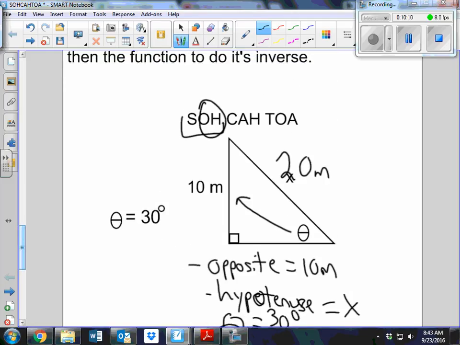And that makes sense. Remember what I told you the other day: the hypotenuse always has to be greater than the leg. So 20 is definitely greater than 10, so most likely this problem is right. So this is the lesson on SOHCAHTOA.